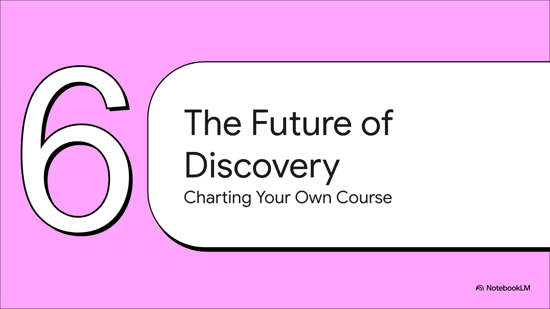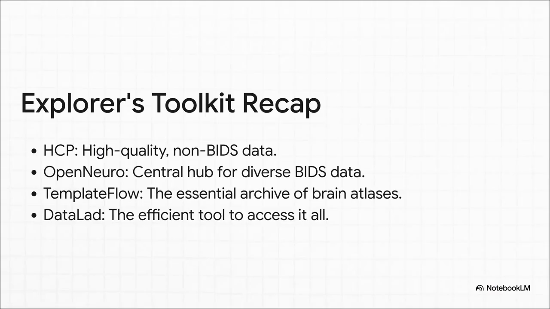So we've toured the major landmarks, and we've equipped ourselves with a seriously powerful tool. This brings us to the future and to the power that these open resources put in our hands. It's all about charting your own course of discovery. So let's do a super quick recap of our explorer's toolkit. You've got the Human Connectome Project for absolutely top-tier quality data. But remember, it's in its own format. You have OpenNeuro, the central hub for a huge diversity of data that all follows that modern BIDS standard. You have TemplateFlow for all the essential maps and atlases. And you have DataLad, the efficient tool that lets you grab it all.